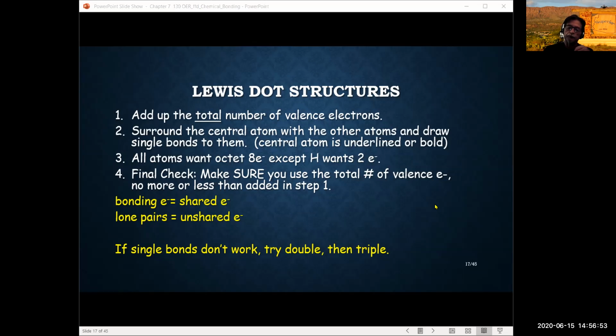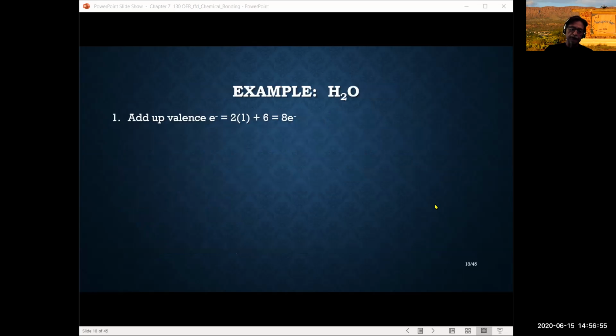Okay. So let's see if we can try a couple. Let's do water, for example, H2O. Well, first thing we've got to do is add up all of the valence electrons that each element brings to the table. Okay. So I'm gonna finish this slide and we'll continue in this spot tomorrow.